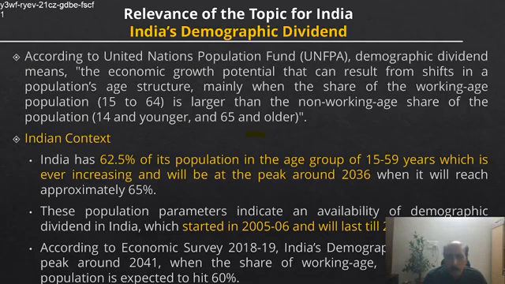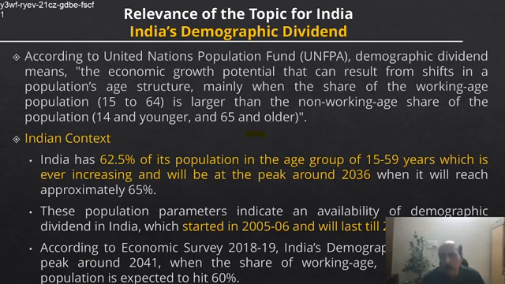It means the working population size is more than the non-working share of the population, meaning thereby that the people who are earning are more than the non-earning people. And that's why we have an advantage at our disposal in the form of around 60 to 63% of the population in the age group of 15 to 59, which is considered to be the working age population in our country. And this is rising. It is not static. This is rising over a period of time.